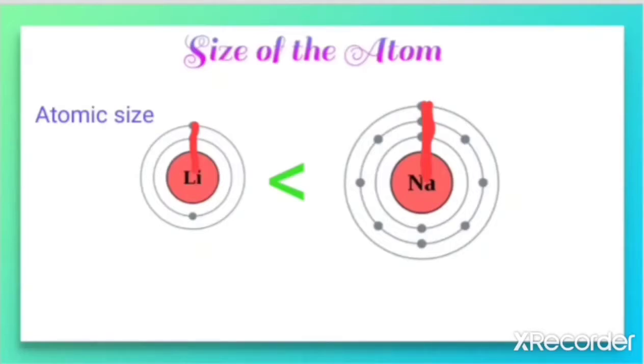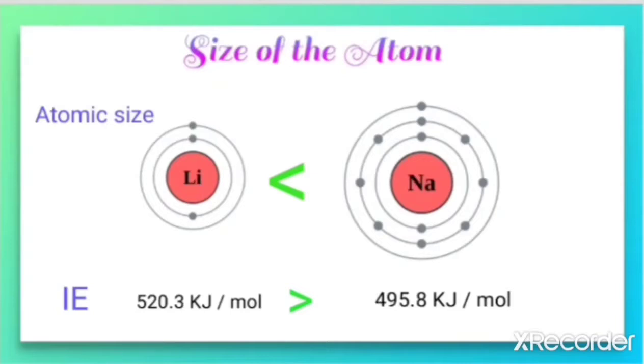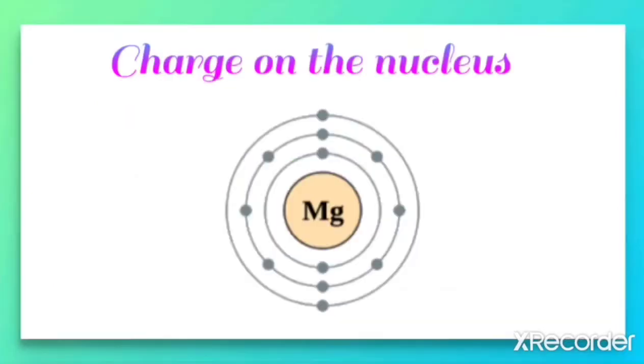That means it is less tightly held by the nucleus. As a result, it is easier to remove the electron when it is at a distance from the nucleus. So with an increase in the size of the atom, less energy is required to remove the electron. That means the ionization enthalpy decreases with the increase in the atomic size.